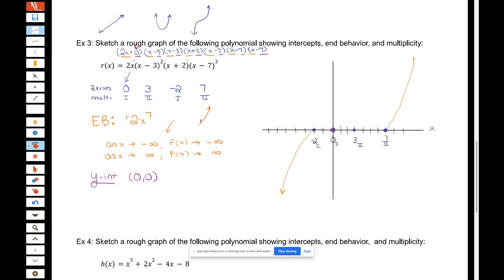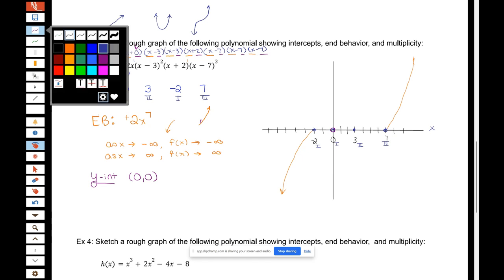Which it would have to be if 0 is an x-intercept, because you can only have one y-intercept or it's not a function. It won't pass the vertical line test. All right, so now we're ready to finish drawing our graph with our multiplicities.